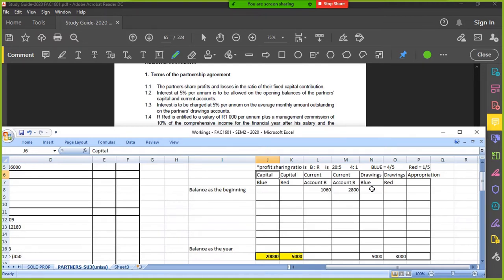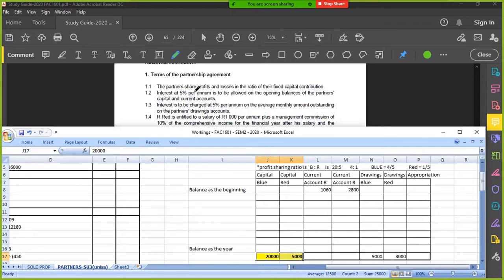Hopefully. If you have any questions, let me know. This was 20 to 5. Okay, 20,000 to 5,000, right? So I just divided both sides by 5. So I had 4 to 1. Okay, 4 to 1, 4 over 5, 1 over 5. Right, so I'm happy with that. Move on.